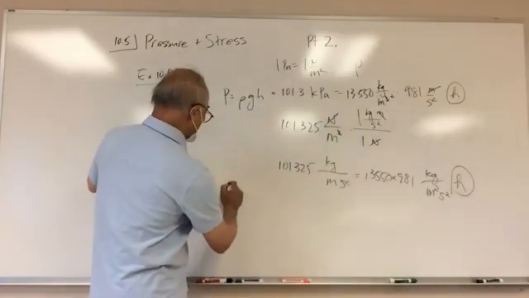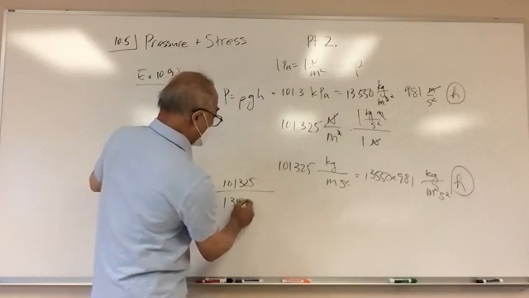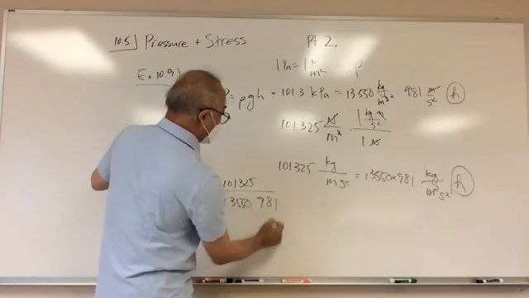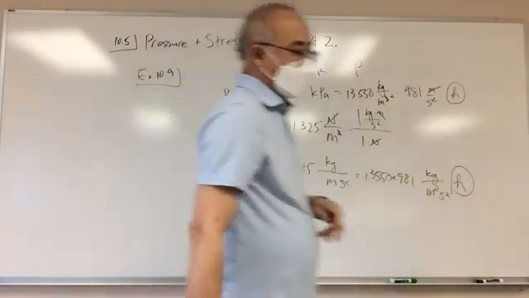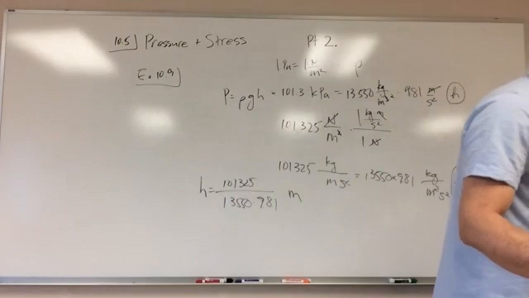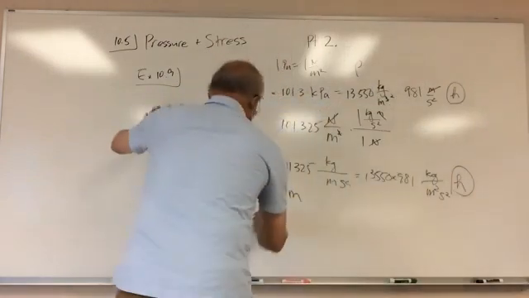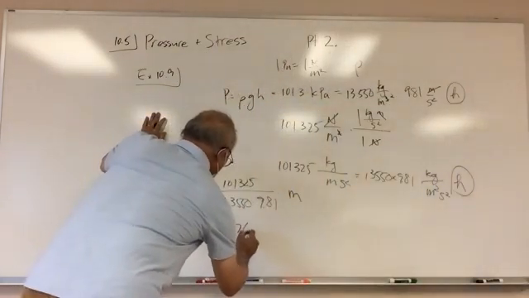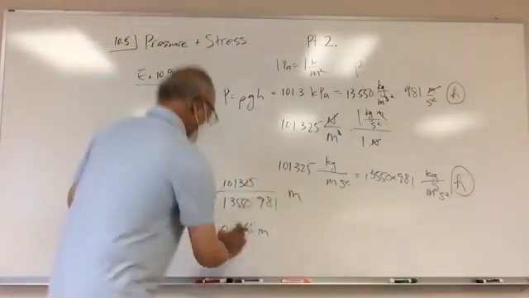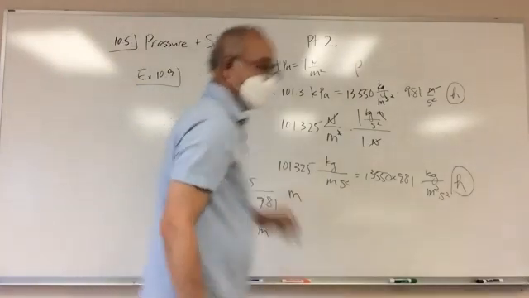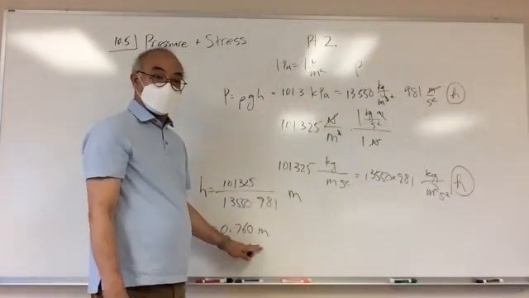h is going to be equal to 101,325 over 13550 times 9.81, in meters, right? It's going to be in meters. And if you do that, you get 760 millimeters, or you're going to get what? h is going to be equal to 0.76 meters, which is 760. So it's going to be in millimeters, it's going to be 760, right?